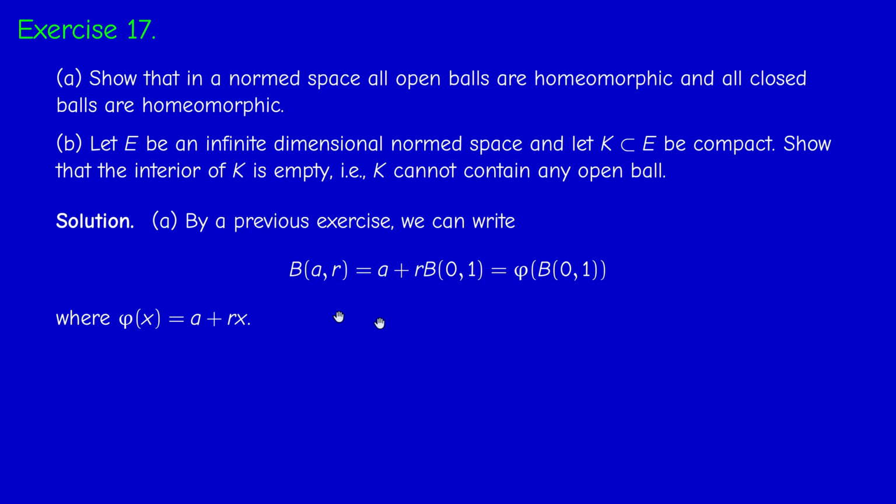And I can do the same thing with closed balls. So if I put here B prime, then I get B prime here. Okay, so all open balls are homeomorphic to the standard open ball, and therefore they are all homeomorphic to each other, because homeomorphism is an equivalence relation, and same thing for closed balls.